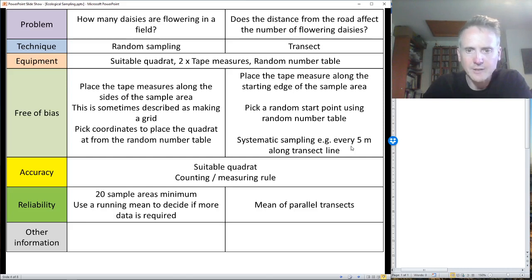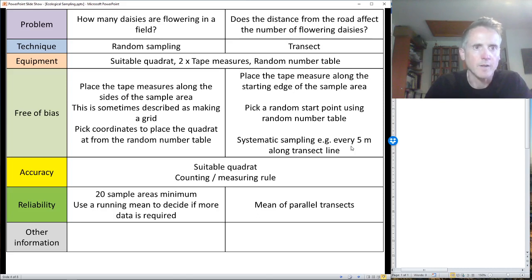And transects, yes, this is where you do a mean of parallel transects. If I just did one transect, that might not be representative of the entire area. I might be hitting a path that snakes down the field. So you have to do numerous transects and do a mean across. Again, I'll show you in a little picture in a second or two.